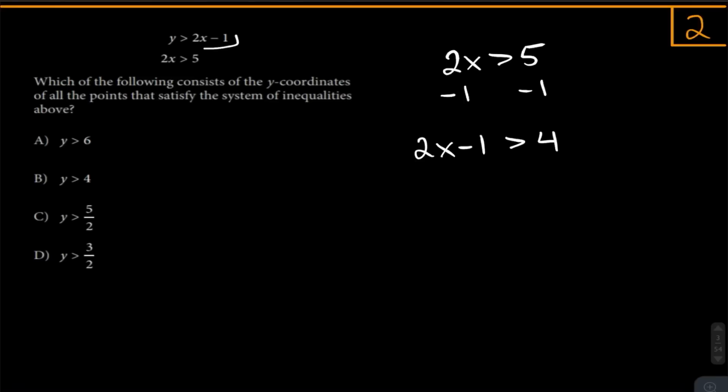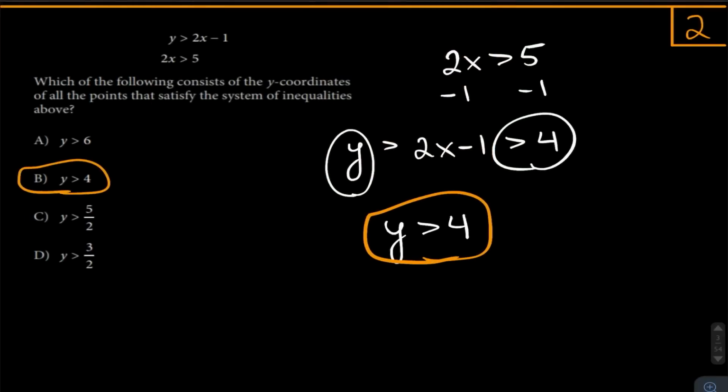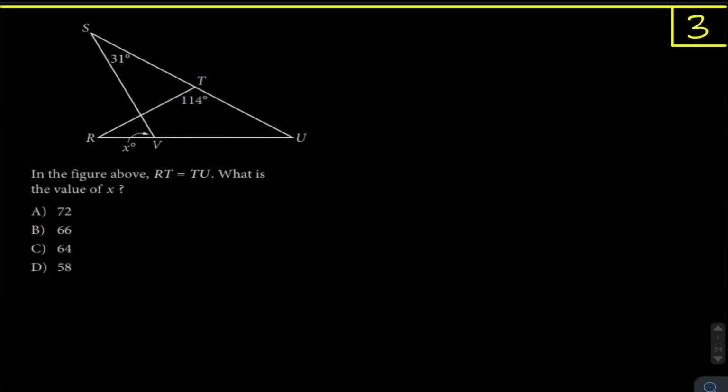Now we know that 2x minus 1 is less than y, right? And so we could just kind of tack that on the end here, couldn't we? It's just saying, that's exactly the first equation. So if y is greater than 2x minus 1, well, then that means it's definitely going to be greater than 4, right? Because 2x minus 1 is bigger than 4. And so you could see that y is greater than 4. And that right there is choice B. All right? Awesome. So that's problem 2. Moving on to problem 3.